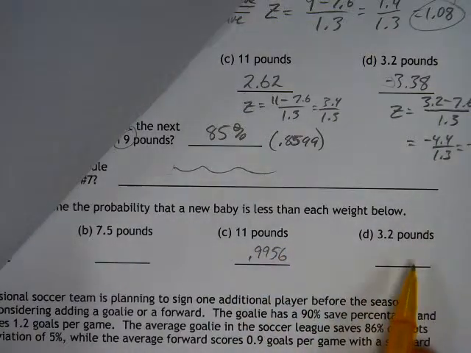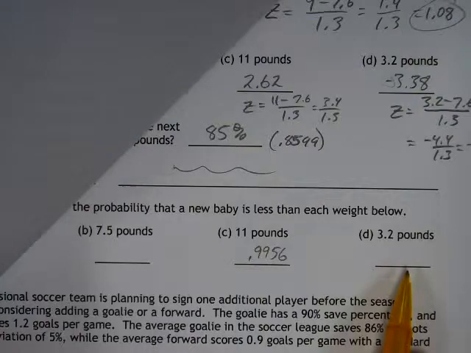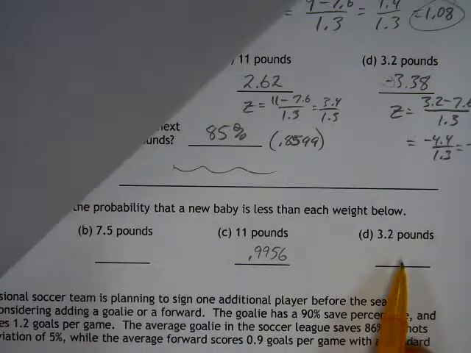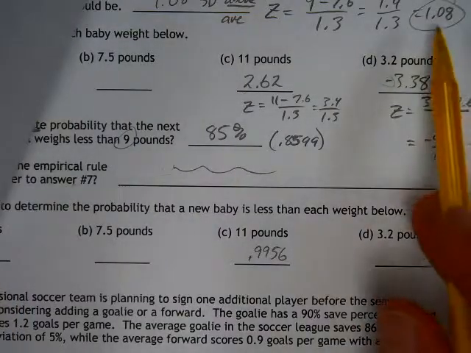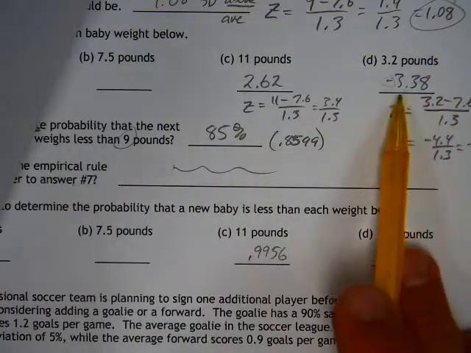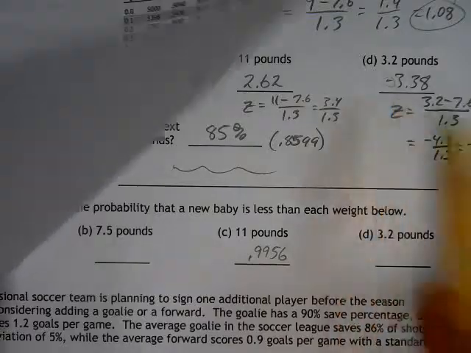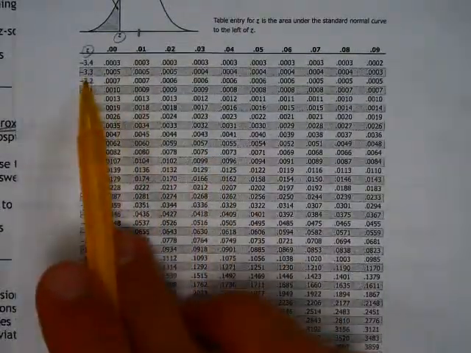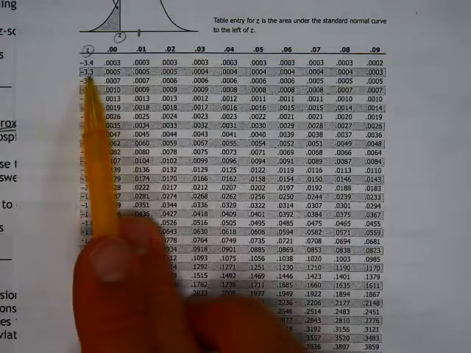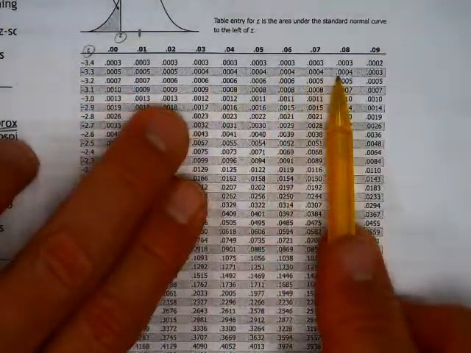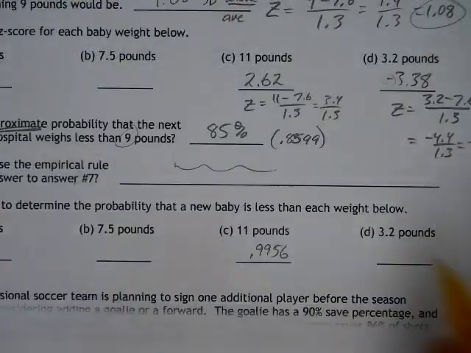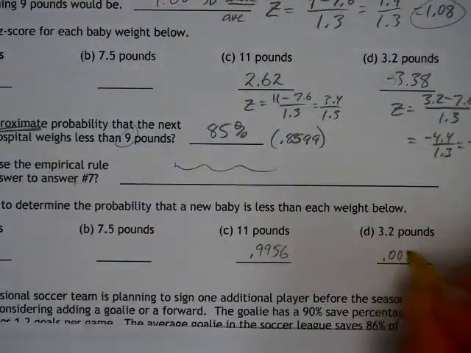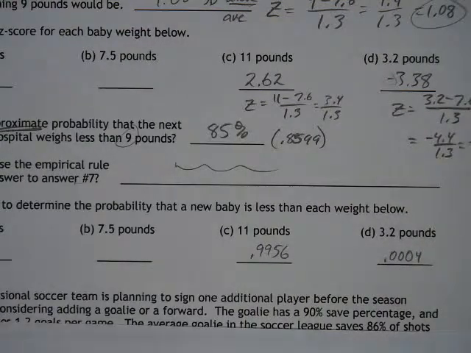Now you're going to find this one's even more remote. Kind of exciting. 3.2 pounds meant we had a z value of negative 3.38. If we go over to our other table, the negative side, there's my negative 3 point, there's my negative 3.3, and my 3.38 is all the way over here: 0.0004, a very unlikely event.